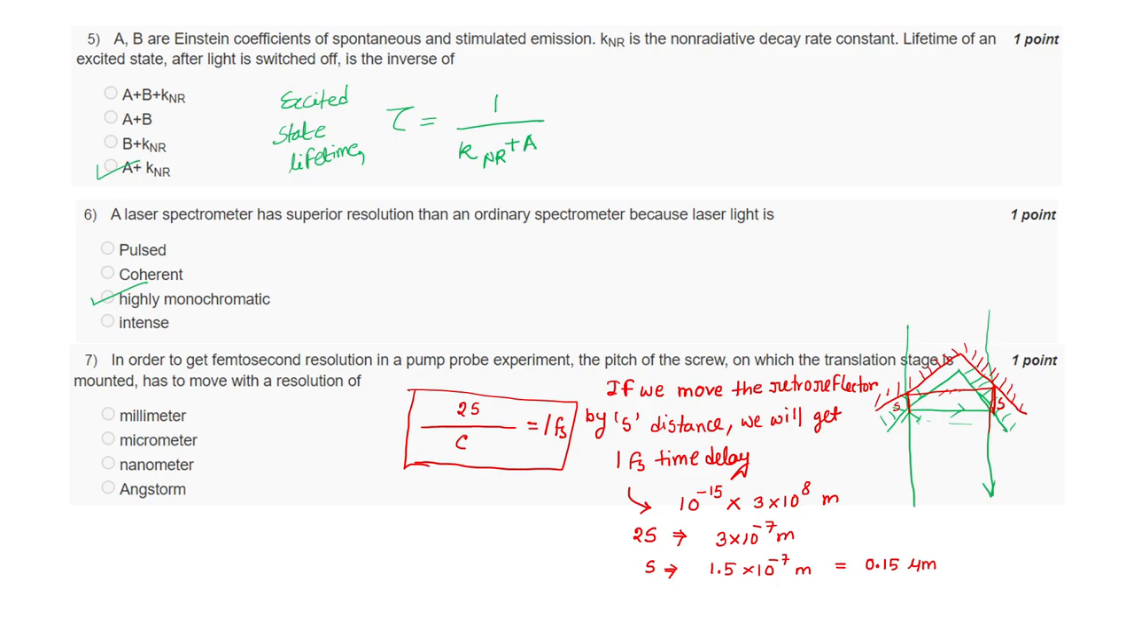So I have to move my delay stage, or the pitch of the screw should be in micrometers, right? So I will move it 0.15 micron to get a 1 femtosecond delay, okay? So to get a resolution on the femtosecond scale, I need to move the retroreflector, or the pitch should be in micrometer resolution, okay? So that was a good problem. I think this discussion was required.